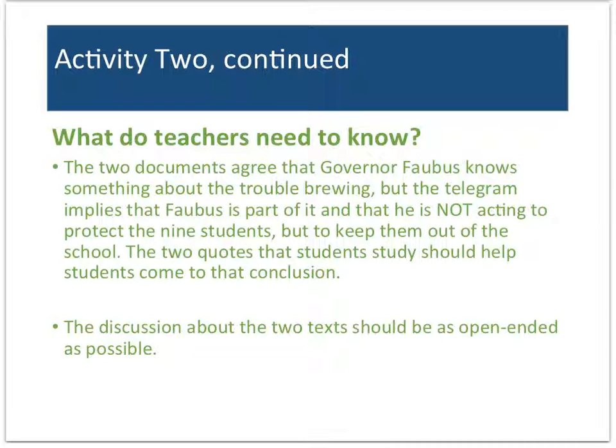And the implication is that what he is doing is protecting the students. The telegram talks about that same trouble, but says that Phobos is actually part of it, that he knows about it because he is friends with those who are fomenting the trouble, and he is not acting to protect the 9 students, but to keep them out of the school.